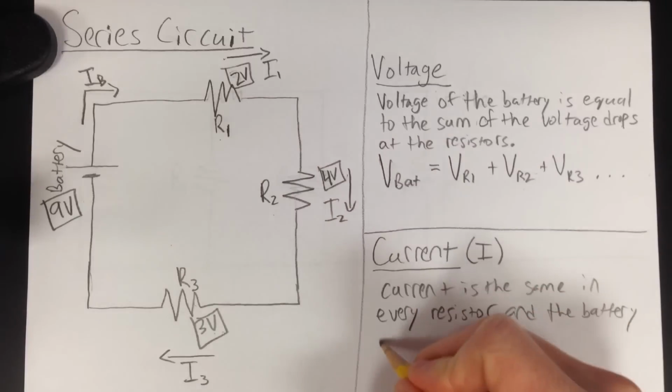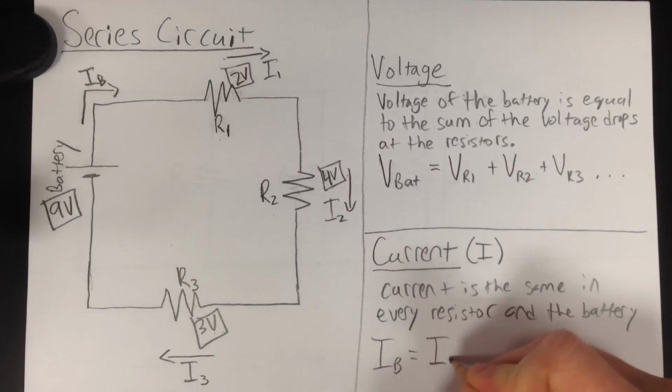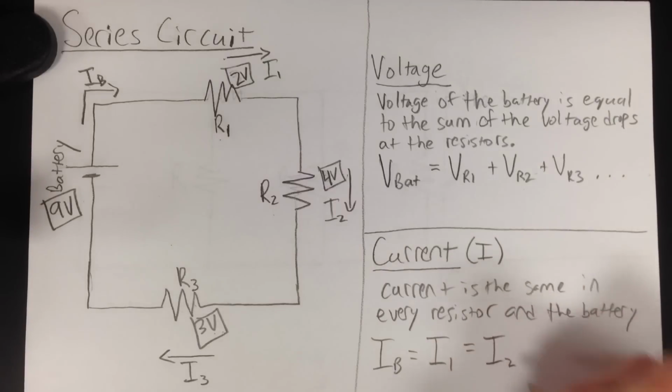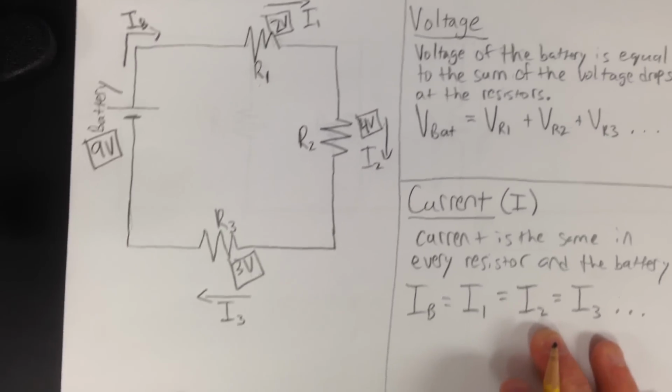Based on our diagram, that would be the current at the battery is equal to the current at the 1st resistor, and that's also equal to the current at the 2nd resistor, which is equal to the current at the 3rd resistor, dot, dot, dot. If you had a 4th resistor, it would also be equal. The current is the same everywhere. Okay.